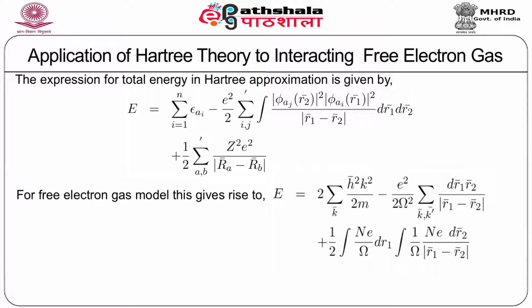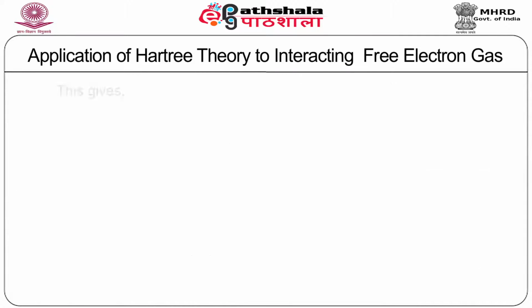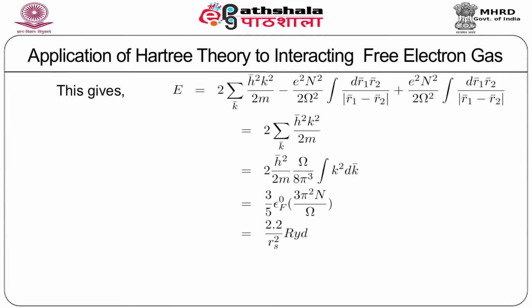This gives rise to the following expression for these three different terms in the total energy. In this, we assume that there are equal numbers of spin up and spin down states, and in the second term in the summation we no longer have the hash sign, which means that i is not equal to j. This can be omitted since it is a large system of delocalized electrons. This gives rise to the expression for total energy as given here.